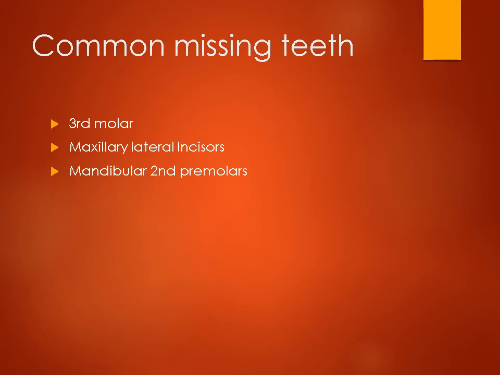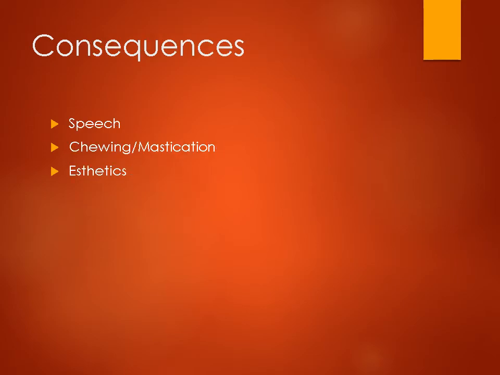Now, the common missing teeth in the oral cavity. We know the third molar is the most common tooth to be missing, but besides it, the most commonly missing teeth are the maxillary lateral incisor and the mandibular second premolar. This is for the permanent dentition. For the primary dentition, it's variable.